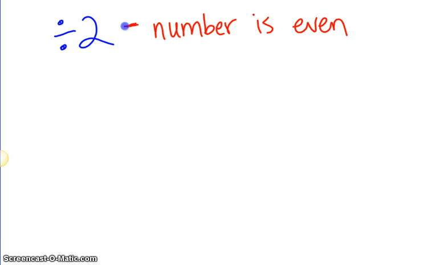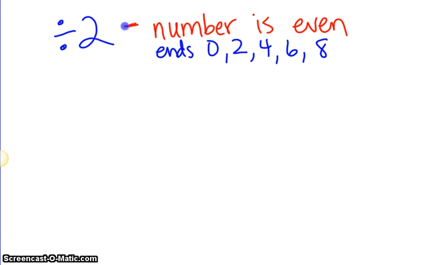Well, first of all, we have the divisible by 2. Divisible by 2 is an easy one. That one we just say if the number is even, it is divisible by 2. Now, if we remember from our lessons or from past grades, we know that an even number ends in a 0, 2, 4, 6, or 8. Those are even numbers.